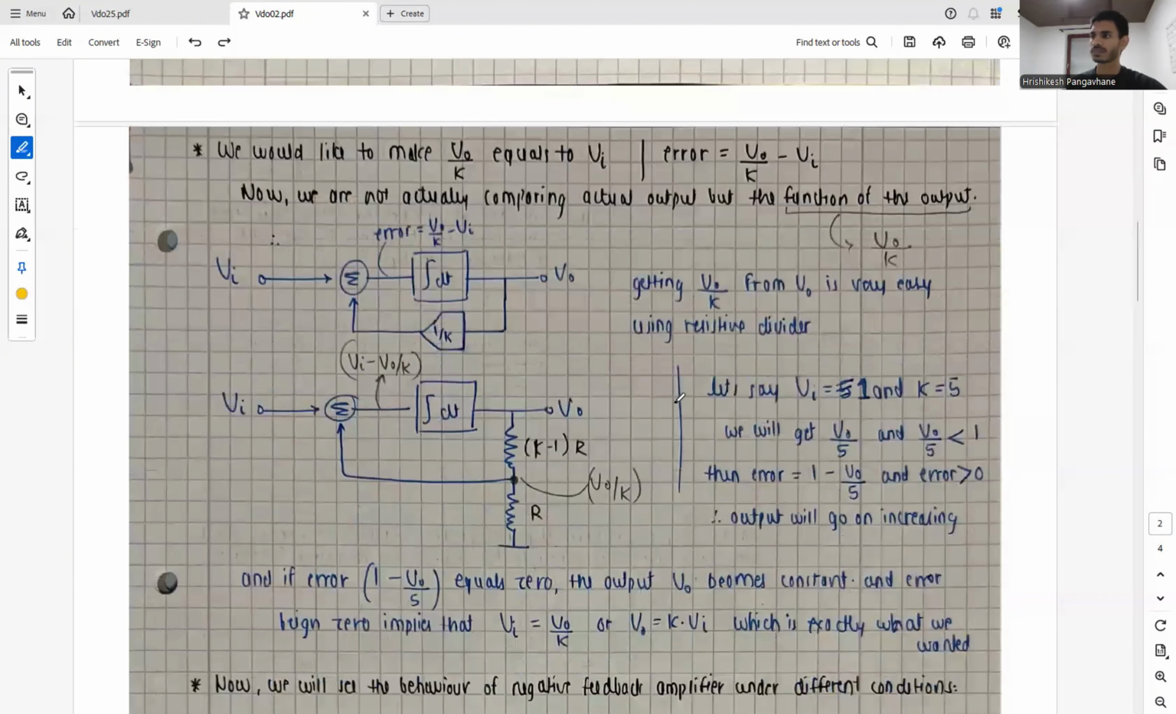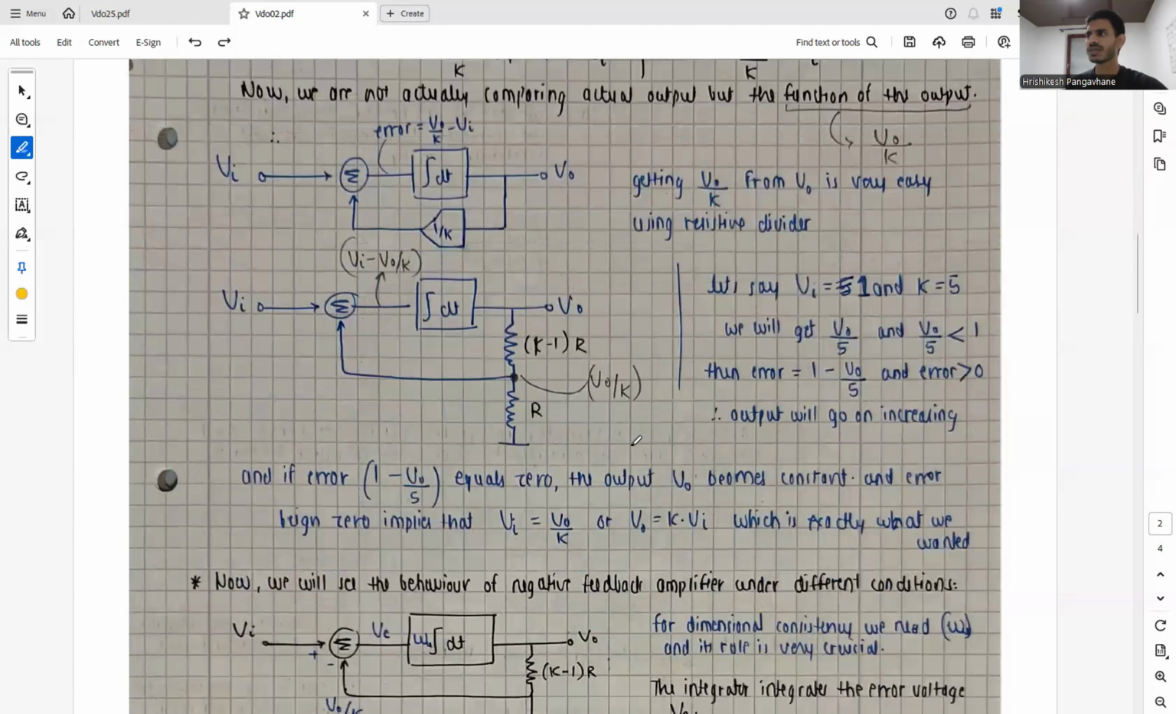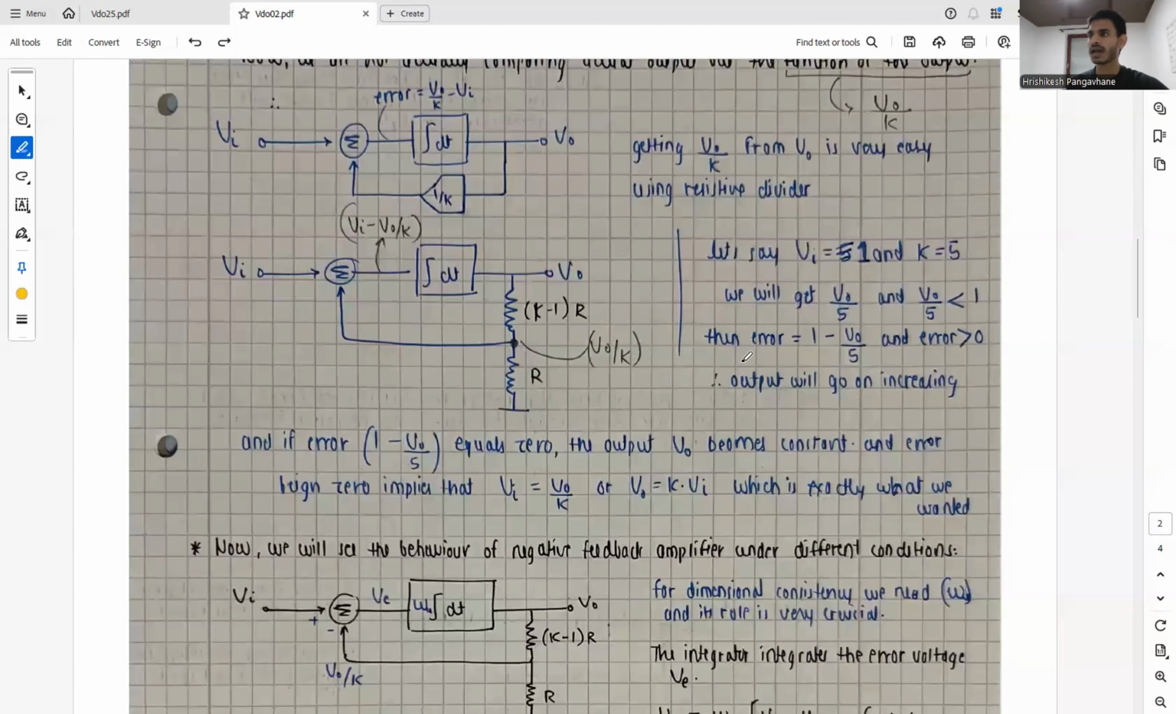So now let's say our Vi is 1 volt and DC, and our K or our gain is 5. So we will get V naught by 5 as our feedback, and let's assume that V naught by 5 is lesser than 1, and Vi is equal to 1. So the error is basically greater than 0 in our case, and thus we will say that the output will go on increasing.